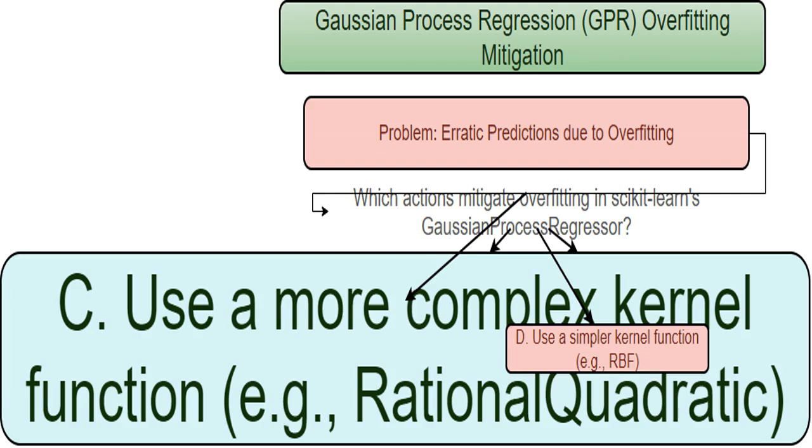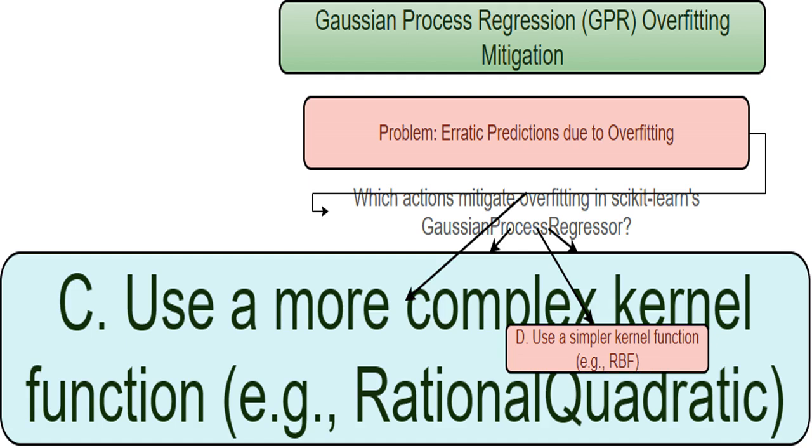This is correct. Remember that alpha reflects the amount of noise. Increasing alpha simulates more noise. By doing this, we force the model to ignore the tiny variations and focus on the bigger trends, reducing overfitting and resulting in more stable predictions.